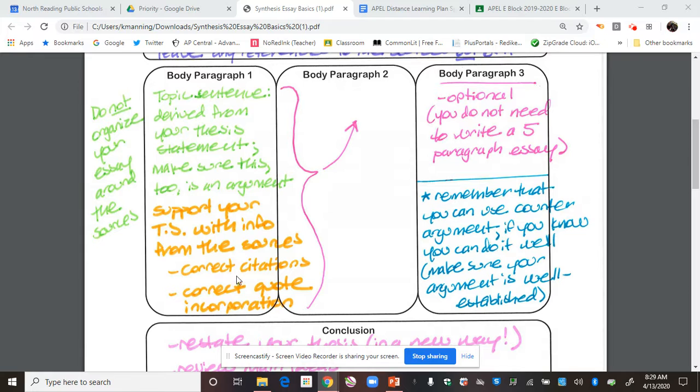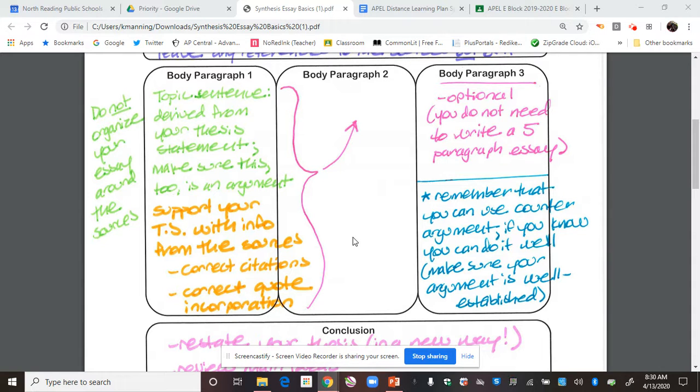Correct citations in this case for the New York Times editorial would be in-text citations. And I did post on the assignment post the PowerPoint slide where we talked about that, and I gave you some examples of that. I'll repost it today as well. You want to make sure you're giving credit where credit is due. You're incorporating your quotes correctly. Remember to make them part of your own sentences.